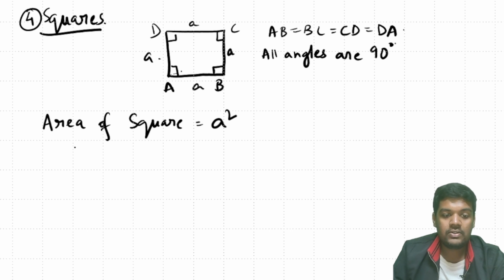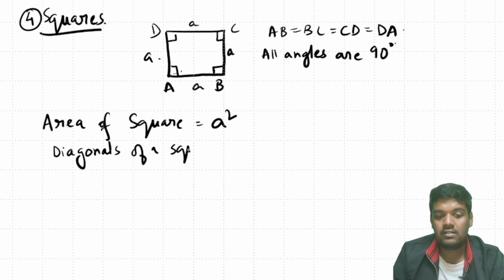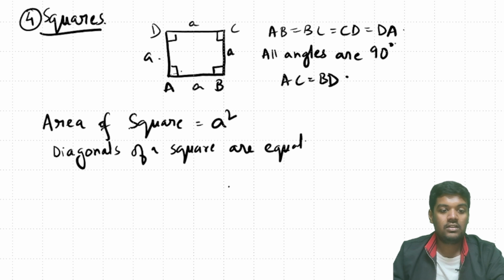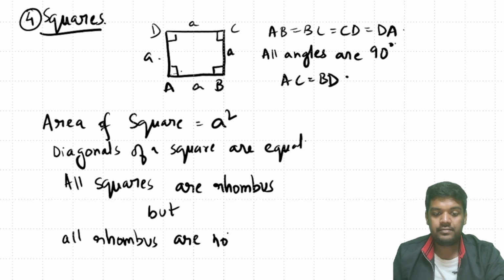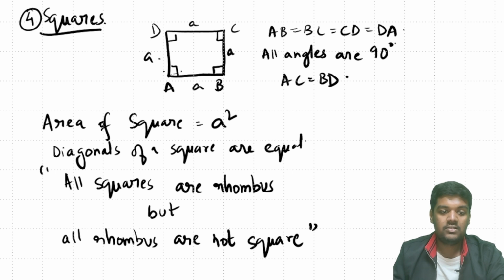Right. Also, diagonals of a square are equal. So यहाँ पे AC equals BD हो जाएगा. So there is an important saying: all squares are rhombus, but all rhombus are not square. Right. So these are some of the important properties of a square.